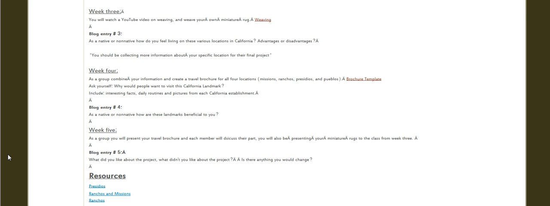Week 4, students will be putting all of their information that they've gathered through the 4 weeks. They're going to be putting it together to make a brochure of missions, ranchos, presidios, and pueblos, and they need to be asking themselves, why would people want to visit this landmark? What are the important facts, daily routines, and especially pictures should be included in their brochure.